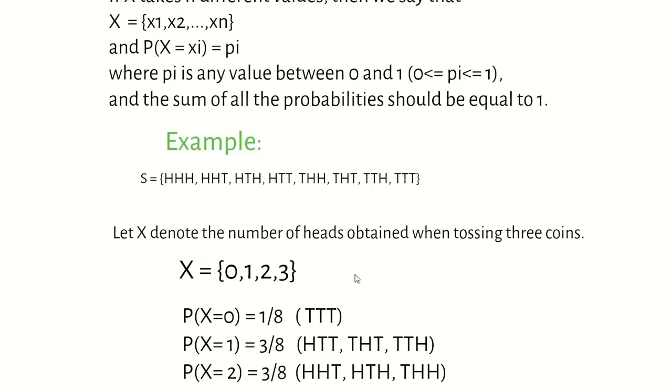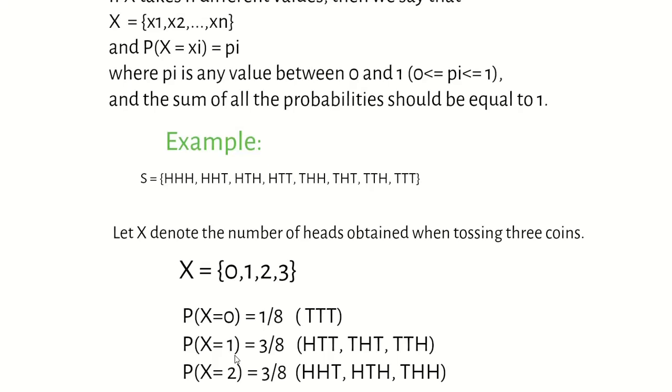So one may ask, what is the probability of getting X equal to 0? If we come back to this set S and see where we have no head, you will see only one outcome in which we have only tails. There is no head, just one outcome among the 8 outcomes. Then the probability of getting X equal to 0, meaning no heads, will be 1 out of 8. And what will be the probability of getting X equal to 1?